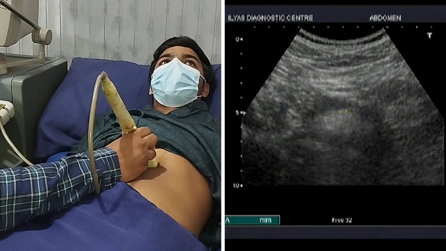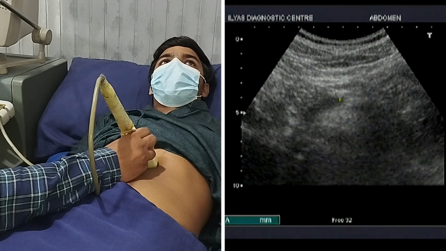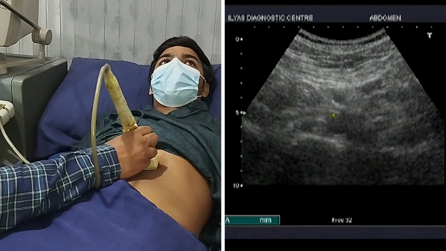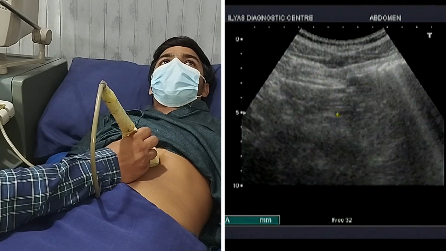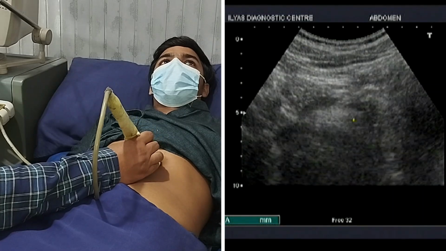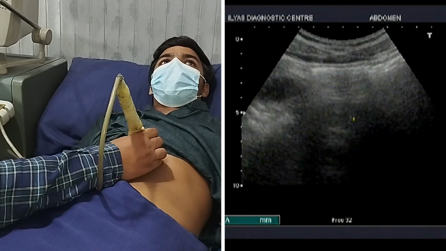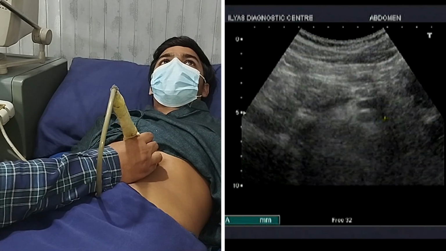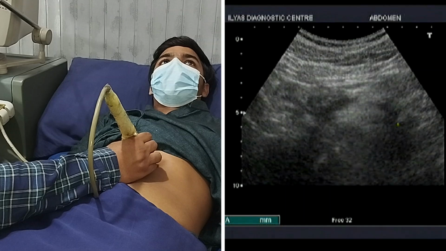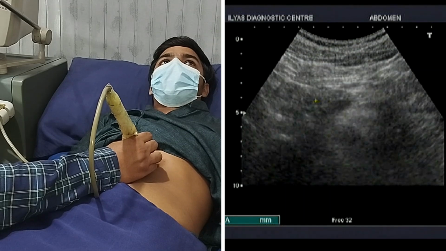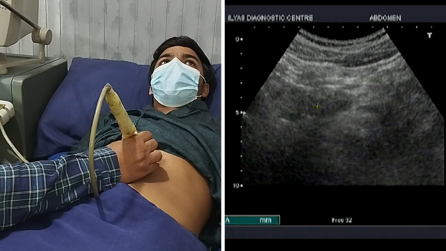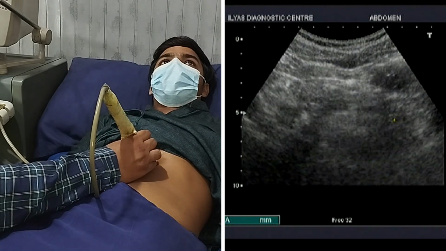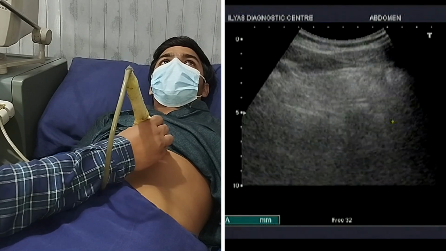Yeah, this. Here is the splenic vessel, which is crossing the pancreas, lying in between the pancreas and the aorta. The pancreas will appear as an isoechoic comma-shaped structure. It will be extending from here to here. On the right side, there will be the head of the pancreas. In the midline is the body of the pancreas, and on the left is the tail of the pancreas.